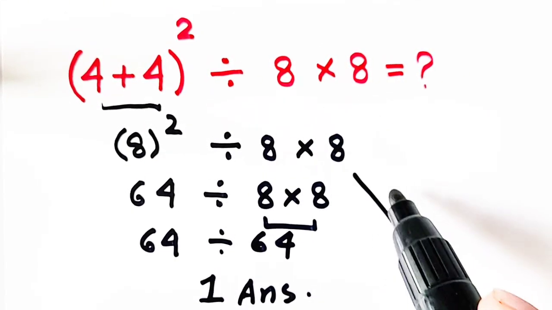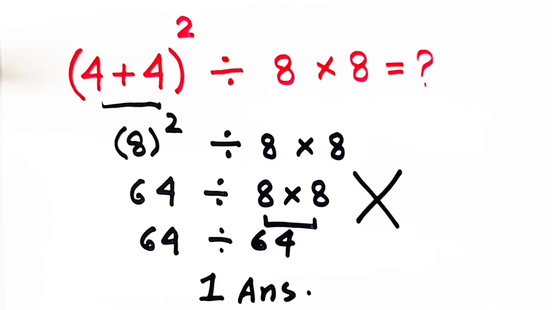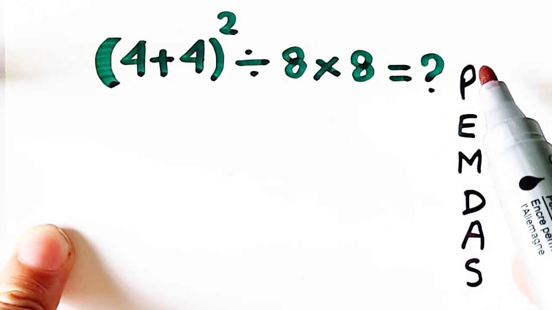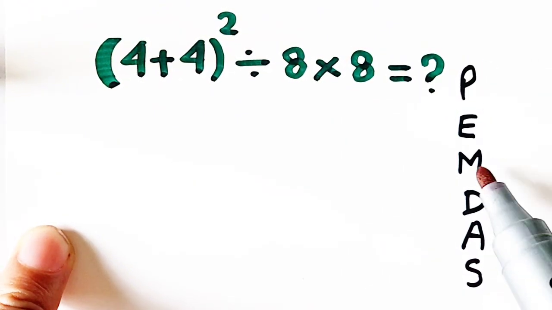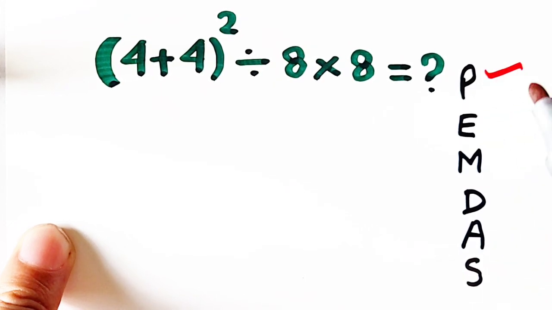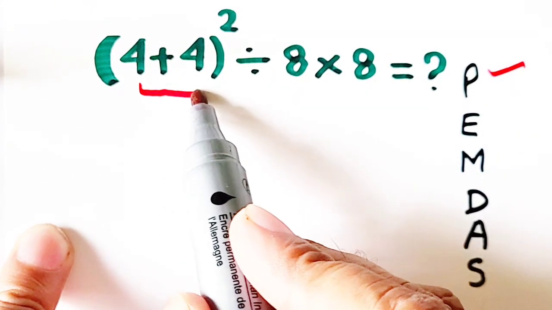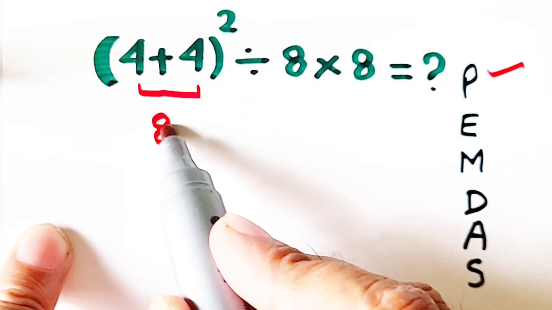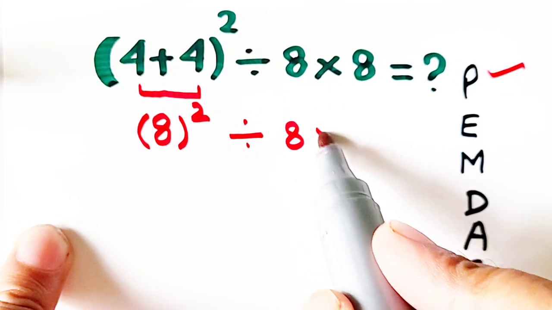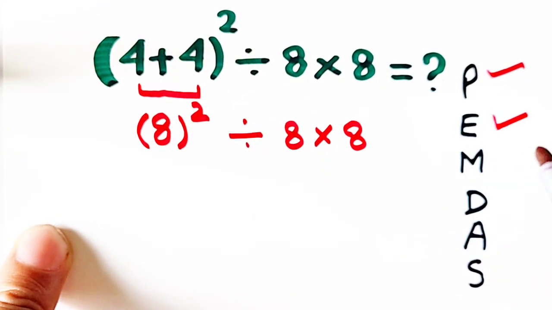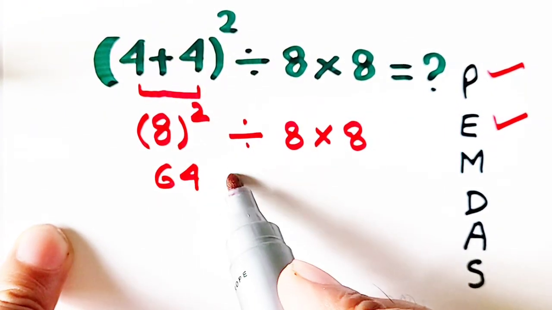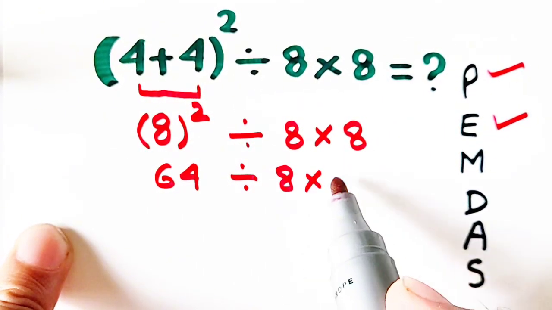But remember that it is not the correct answer. So I have written the question again, and this question can be solved by PEMDAS: parentheses, exponent, multiplication, division, addition and subtraction, from top to bottom. First of all, parentheses have to be solved. So here is the parentheses, which will become 8, and the square will be as it is, divided by 8 times 8. Now exponent means power. Here you are looking at 8 squared, which will become 64 divided by 8 times 8.